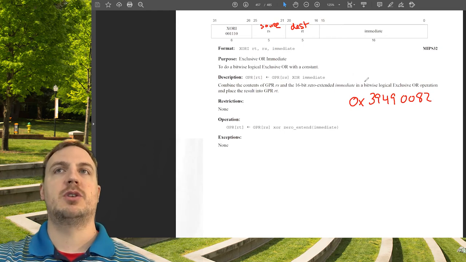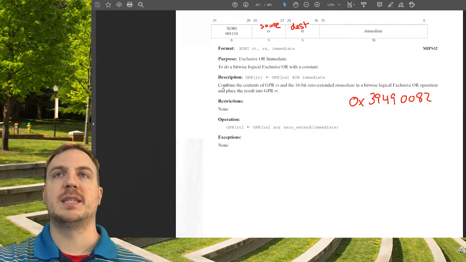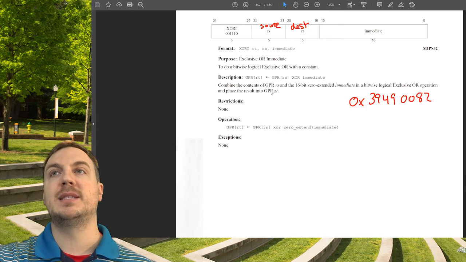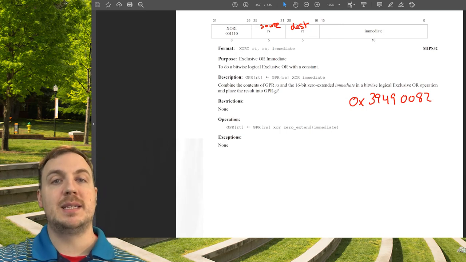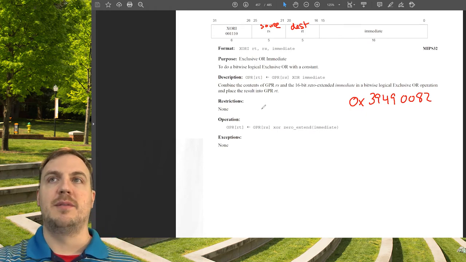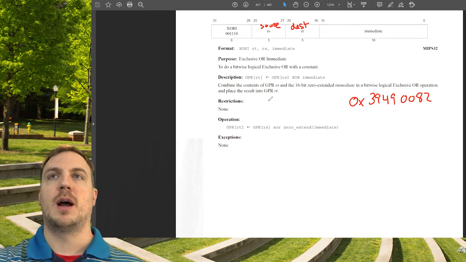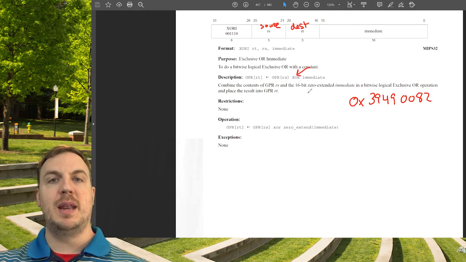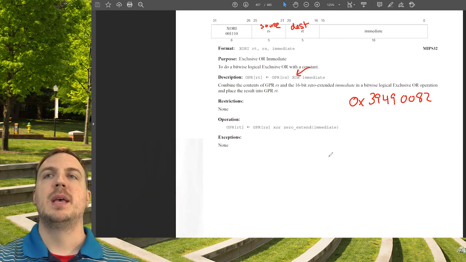Let's take a look at the description to make sure we have everything we want. It says, combine the contents of the general purpose register RS and the 16-bit zero-extended immediate in a bitwise logical exclusive OR operation. So this immediate is not a signed value; it's an unsigned value because it's zero extended. That's essentially what's happening here: we take the immediate and the source register, XOR them together, and store the result into RT. So let's take a look.